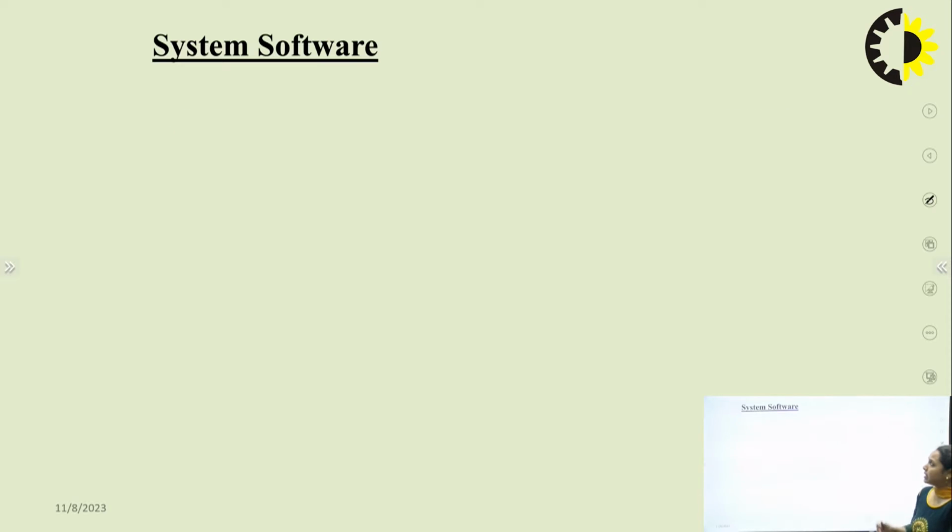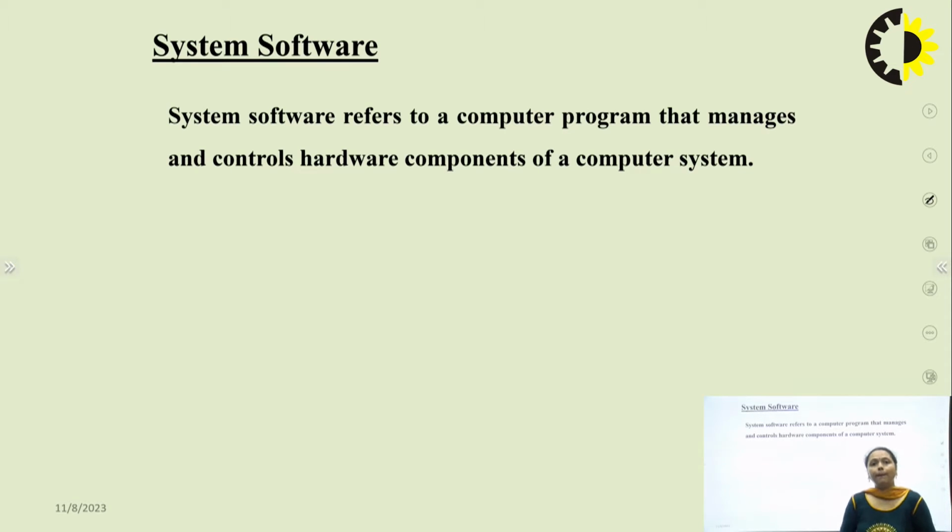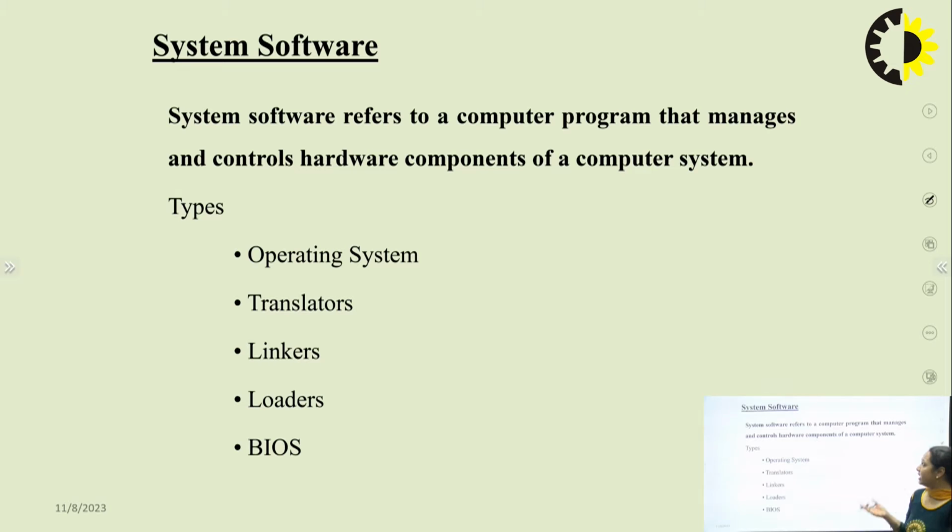System software is software which helps the hardware components of the computer understand what the user wants to perform on the system. Basically, system software provides an environment to the system so that the user can perform multiple tasks. The various examples, or types, of system software are the operating system, translators, linkers, loaders and BIOS. All these software make a communication channel between hardware and the user.